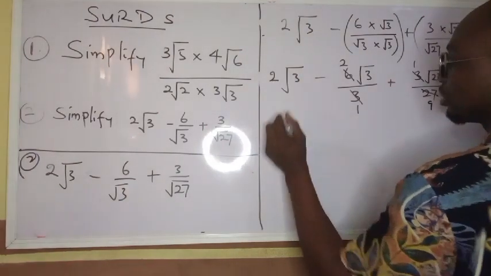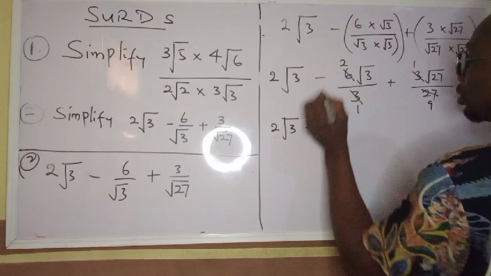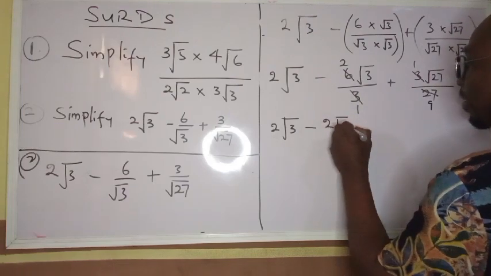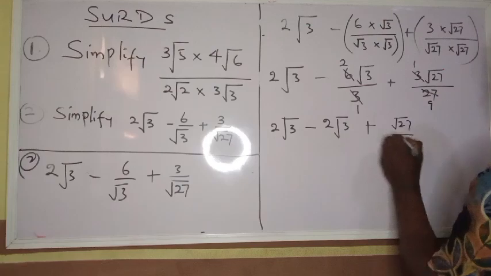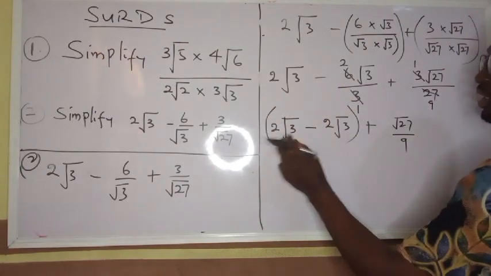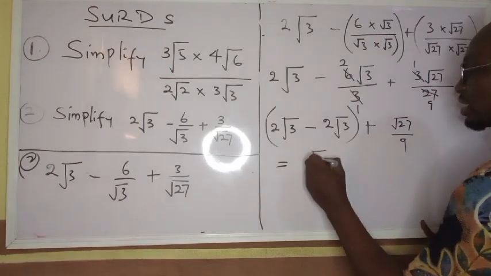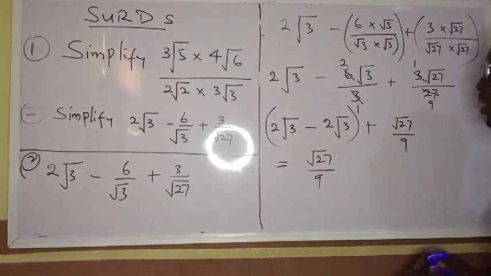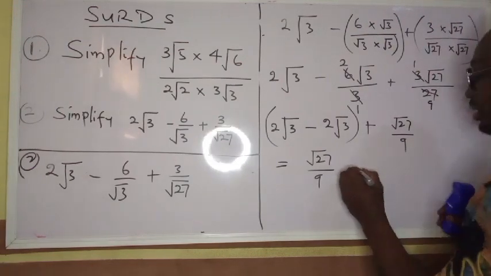So we have 2 root 3 minus 2 root 3 plus root 27 all over 9. So this 2 root 3 minus 2 root 3 becomes 0. So here we have root 27 all over 9. We can still simplify this expression. So how do we go about it?